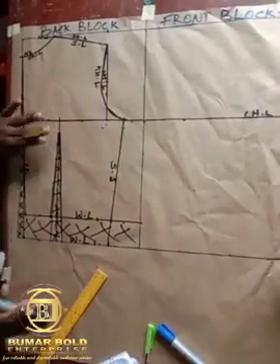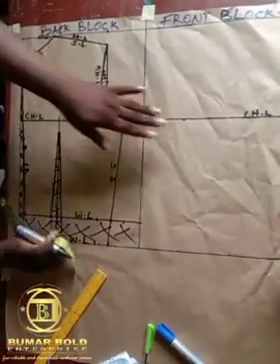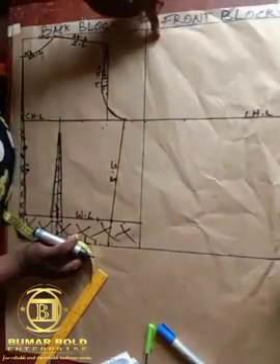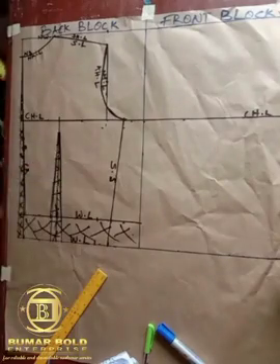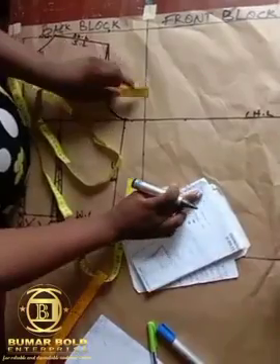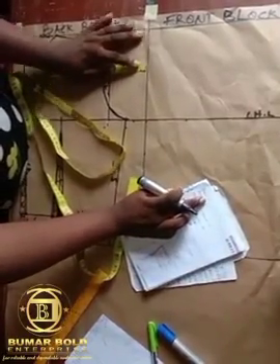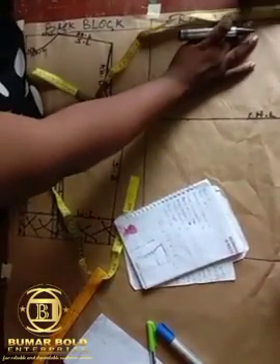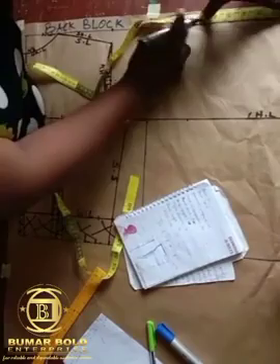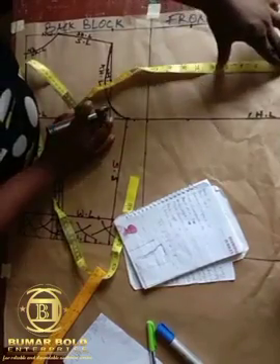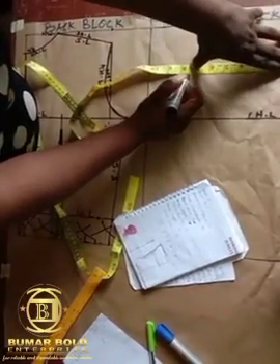So now let's draft the front block. This is the center front, so I'll be doing my measurement from here inwards, like so. The first thing I'll be doing for the back block is to take the back measurement, which is 15 inches divided by 2 is 7.5 inches. So I'll measure 7.5 inches like so. You can measure it all the way to the chest line.